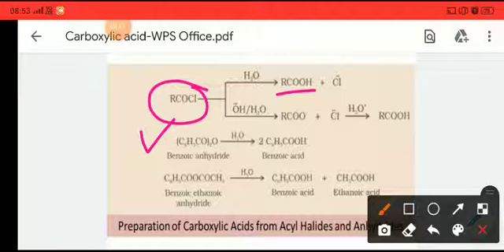Remember, for any acid derivative, that is acid halide or acid anhydride, if you hydrate it with water, then it will give acid. Any acid derivative, while reacting with water, will give acid. Acid anhydride or acid chloride, both of them give acid while reacting with water.